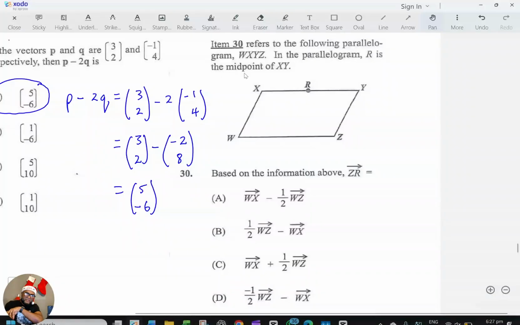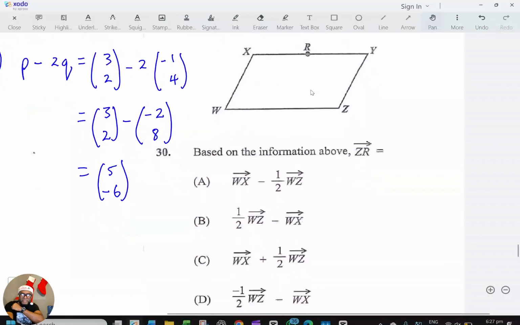Item 30 refers to the following parallelogram W, X, Y, and Z. In the parallelogram, R is the midpoint of XY, right? So R is the midpoint here. Okay, that's the information they give us.